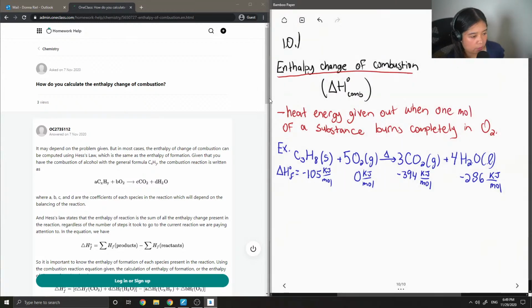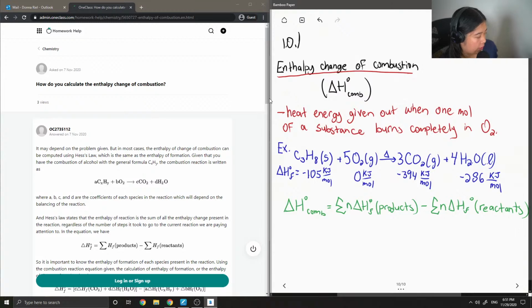Okay, so to answer this question, I'm going to write the general expression to find the enthalpy change of combustion for this reaction. So generally speaking, this is equal to the sum of the delta H of formation of the products. So notice that I put N, which stands for number of moles. So this depends on how many moles there are of each substance. So the sum of the enthalpy change of formation of the products minus the sum of the enthalpy change of formation of all of the reactants.